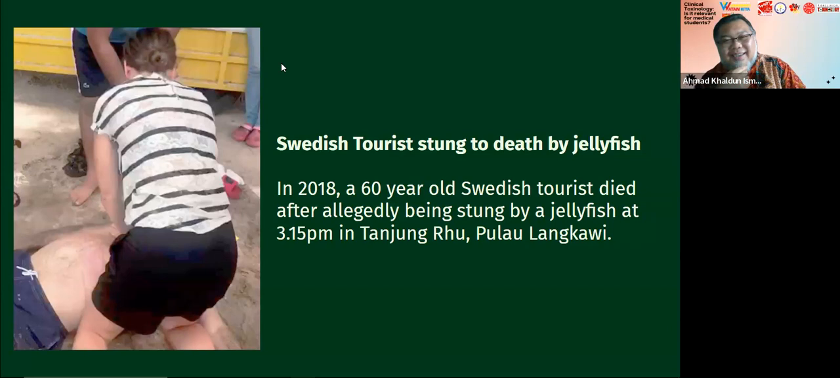Again, the recent case in Manjung brought up again the discussion whether we should have some stock of box jellyfish antivenom somewhere along the coastal hospitals, whether in Manjung or in Langkawi as well. Okay, so we're still not sure whether that will happen or not, because it involves further discussion about the pros and cons of having this box jellyfish antivenom.